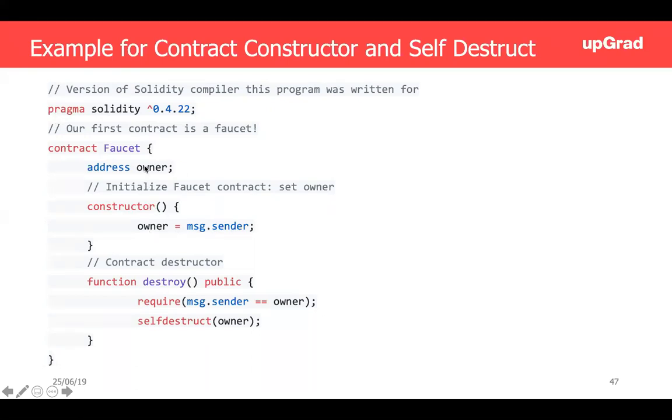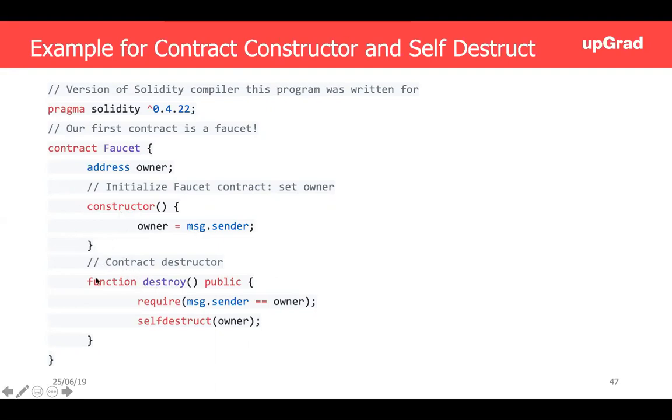And then that can never be changed, because there is no other function here which allows changing the owner. So we have defined the owner to be the message.sender as part of the constructor, which is a one-time process. And then what we are doing is we are allowing that owner to destroy this contract. How are we doing this? We're saying there is a function called destroy.